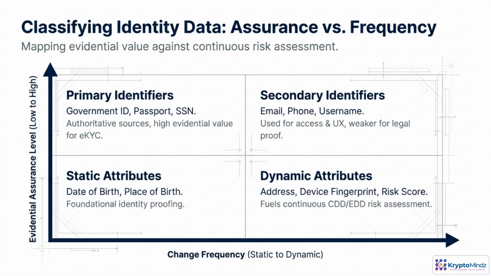For each data element in your identity system, think along two axes: how strong it is as evidence and how often it changes. Government IDs and passports are high assurance and mostly static. They're what you lean on for initial eKYC. Email, phone, and usernames are easier to collect and great for access and UX, but weaker as legal proof. Static attributes like date and place of birth help bootstrap identity proofing. Dynamic attributes, addresses, device fingerprints, risk scores, change frequently and power continuous CDD and EDD risk assessment after onboarding.